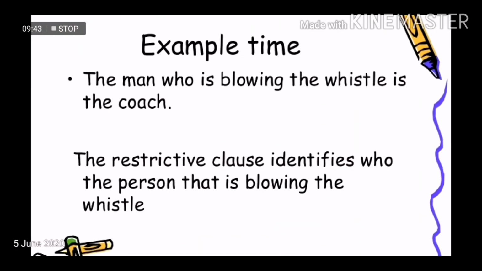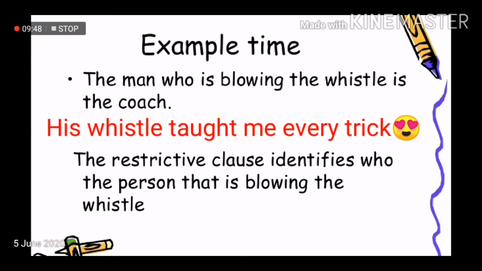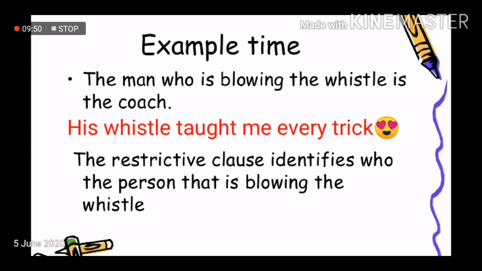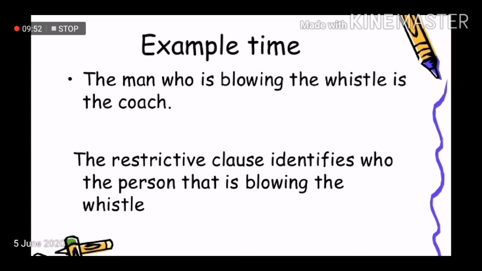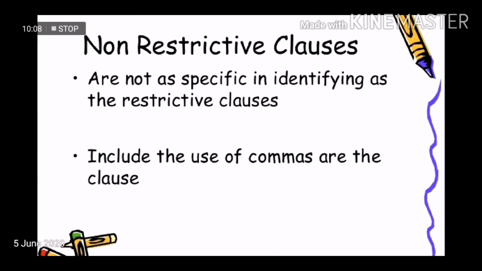Okay. Example time: the man who's blowing the whistle is the coach. In my case, Ashsab is the coach. Ashsab, you're happy now. The restrictive clause identifies who the person is that is blowing the whistle. Look at the example here, the man who's blowing the whistle is the coach. So the restrictive clause identifies the person that is blowing the whistle. यहाँ पे restrictive clause आपको बोल रहा है कि कौन सा शख्स whistle blow कर रहा है.